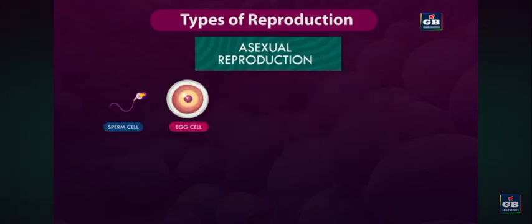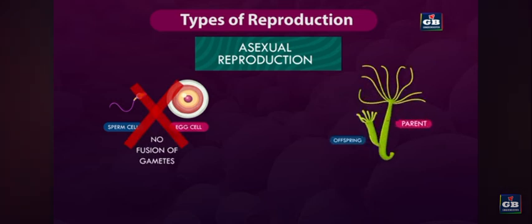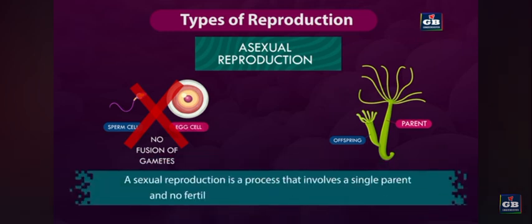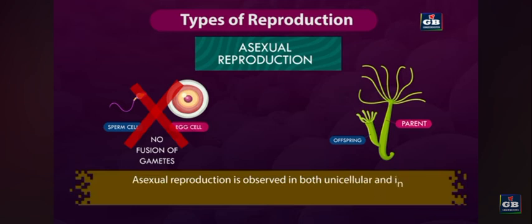Asexual reproduction means the reproduction that takes place without the fusion of sex cells or gametes. Only one parent is involved in this type of reproduction. So, asexual reproduction is a process that involves a single parent and no fertilization or gamete formation takes place. Asexual reproduction is observed in both unicellular and in multicellular organisms.